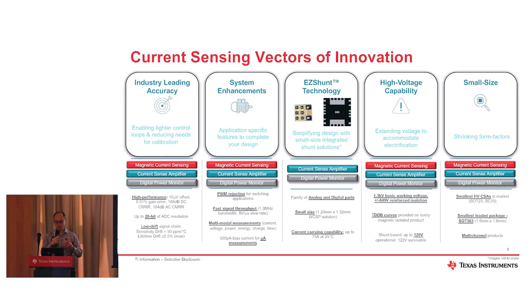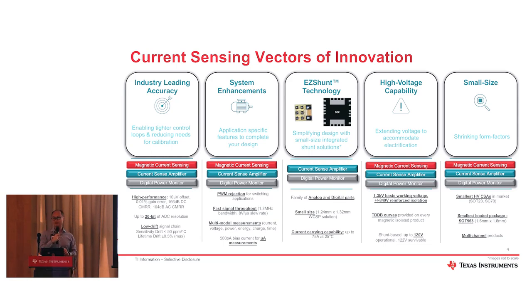And also make it small size. So we are the smallest current sense amplifiers in SOT-23 package or SC70. So with these areas of innovation, TI continues to deliver new ways to do current sensing with our new packaging technology, new size, new features, new accuracy.